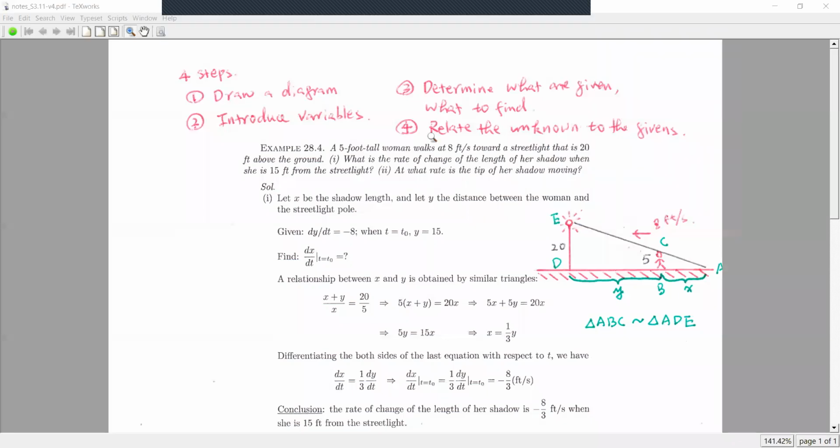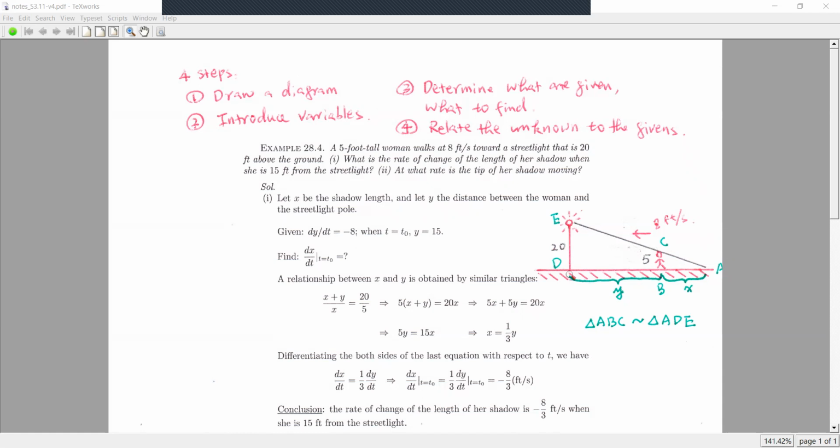Step 4. Relate the unknown to the givens. The unknown is dx/dt. The given is dy/dt. I want to find a relation between these two quantities. A relation between x and y can be obtained by similar triangles. Look at this diagram. The triangle ABC is similar to the triangle ADE.